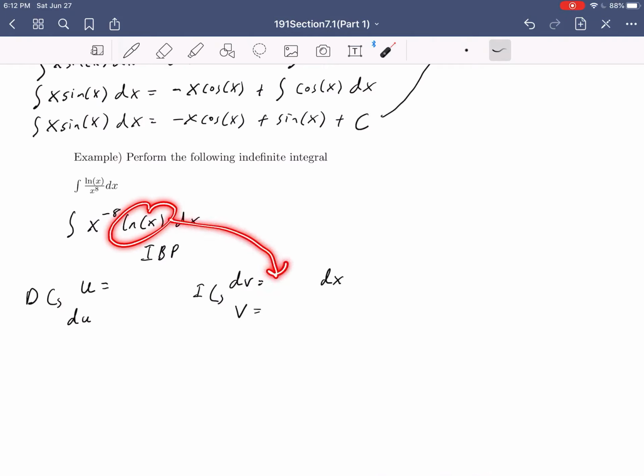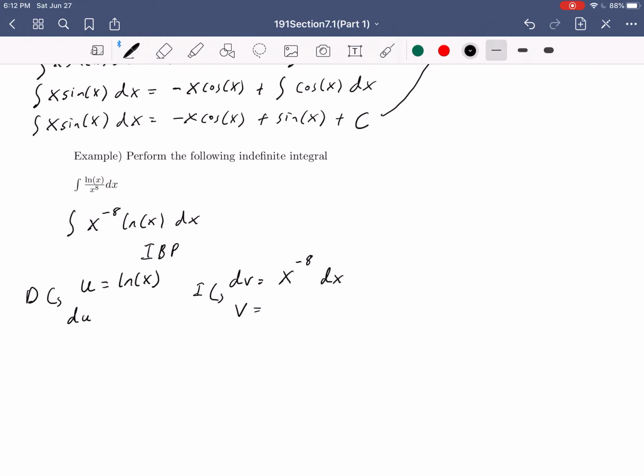ln x, integrating ln x, well, we know how to differentiate ln x, but we don't have a nice antiderivative. So we want to make sure that we don't put that one there. That means we should put the x to the minus 8 as dv, and we should put the ln x as u, sort of without choice there. Notice that avoids us needing to know how to integrate ln x. Okay, now we can proceed.